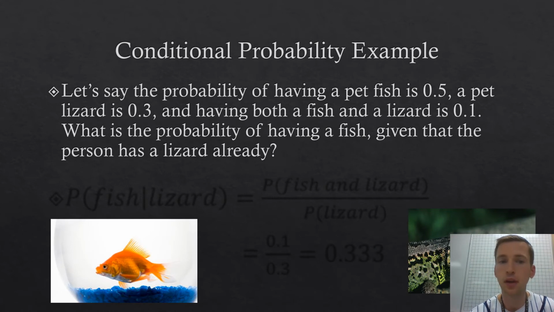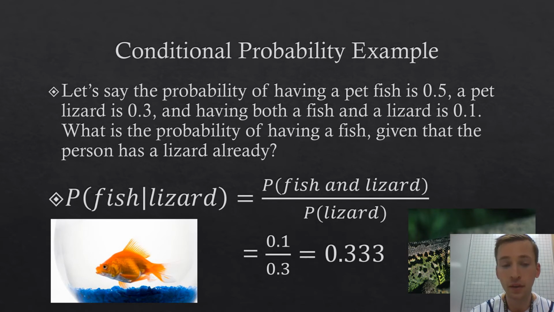Here's another example of conditional probabilities using that prior example with pets. Again, the probability of having a pet fish is 0.5, the probability of having a pet lizard is 0.3, and the probability of owning both is 0.1. We might want to know the probability of having a fish given that the person has a lizard already. We know that the person has a lizard, and we want to know, of the people who have lizards, what's the probability that they also have a fish? Our formula in this case, with our new notation, is the probability of fish given that they have a lizard.